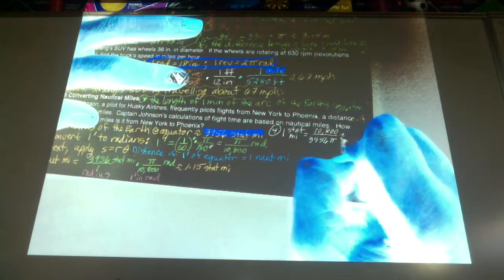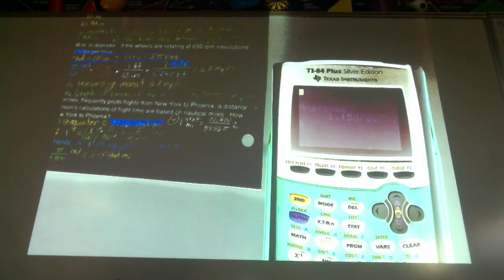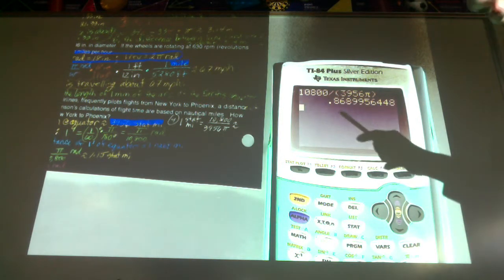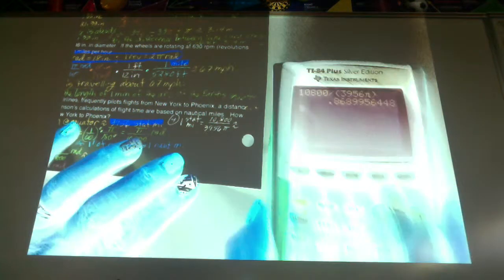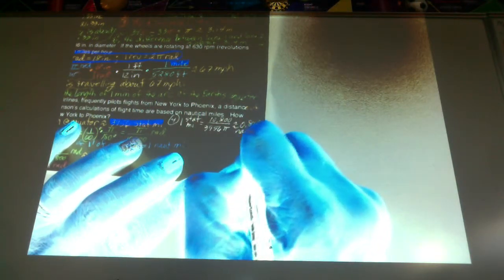So can't we put that into our calculator? That's approximately equal to, let's see what that inverse is. So I've got 10,800 divided by, in parentheses, 3956 times pi. Let's round that to 4 decimal places. What does that 9 round to? The 89 rounds to what? A 90. So it's approximately equal to 0.869 nautical miles. So now we have 2 conversions that we could use.